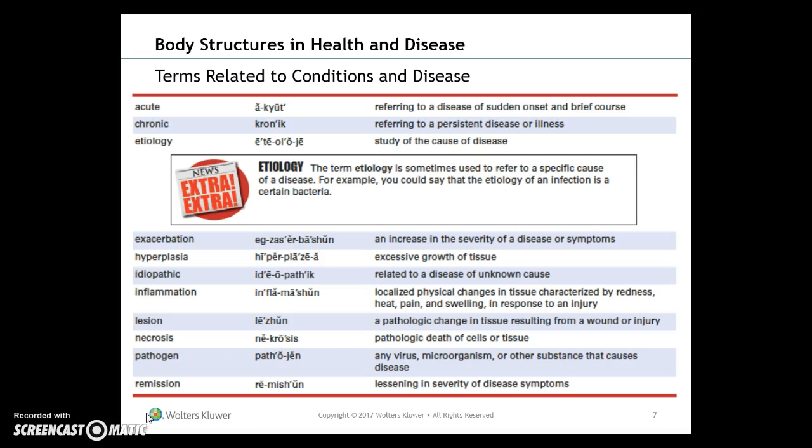Here's another table of terms from your book: acute, chronic, etiology. And I like this little section here where they talk about etiology, meaning the term etiology is sometimes used to refer to a specific cause of a disease. So it can be the study of the cause of the disease or reference to its cause. For example, you could say that the etiology of an infection is a certain bacteria.